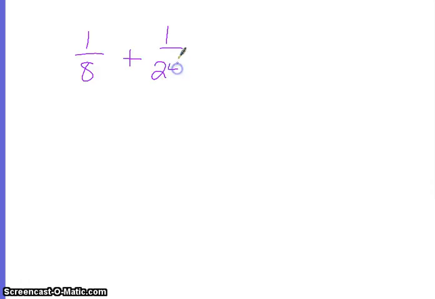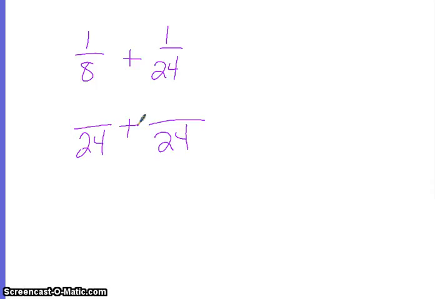1/24. Now this one's a little higher, so we have to think of what would be our least common multiple. I always start with the lower number. Let's see, 8 times 1 is 8, 8 times 2 is 16, 8 times 3 is 24. Oh, 24 is the other denominator, so we can use 24 as our least common multiple and make that our denominators.